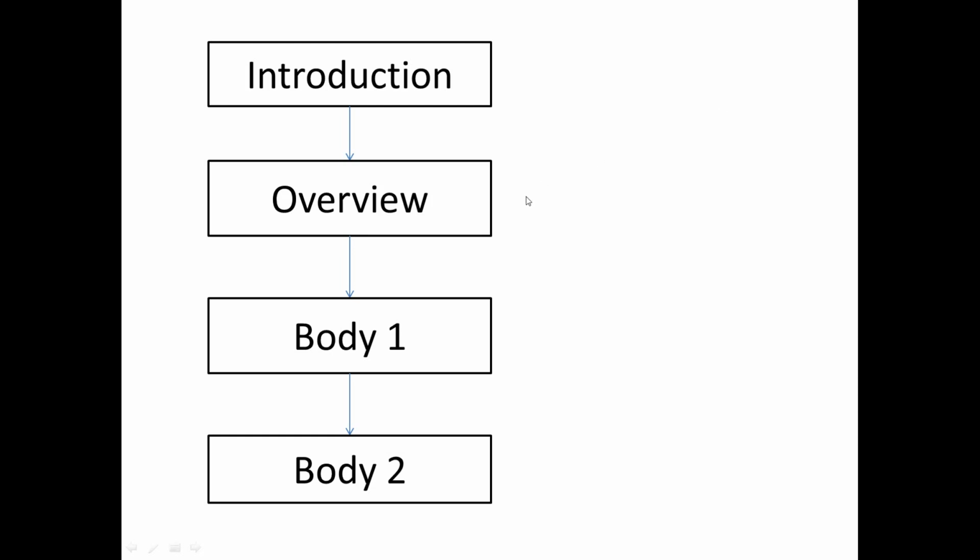So first in introduction, we just paraphrase the information provided by IELTS. Then in overview, we write the main striking feature of the table, like what is the highest percentage and what region has the lowest percentage, like that. Then in body paragraph, we explain everything about the table. So let's start with the introduction.